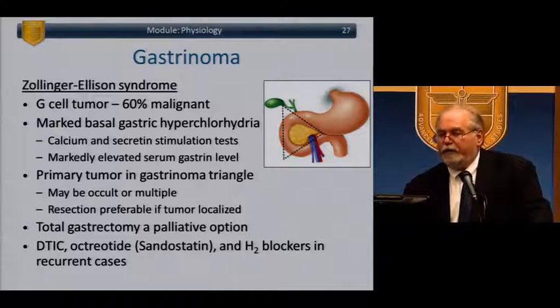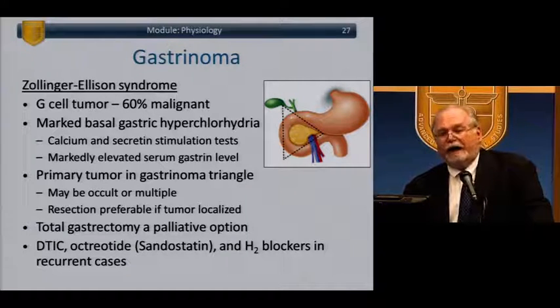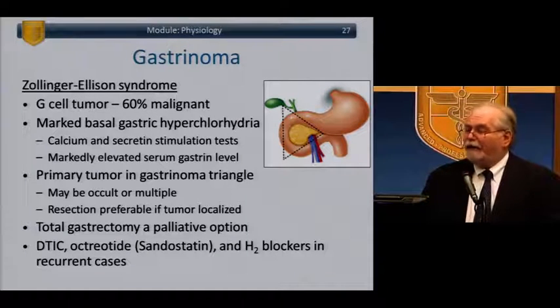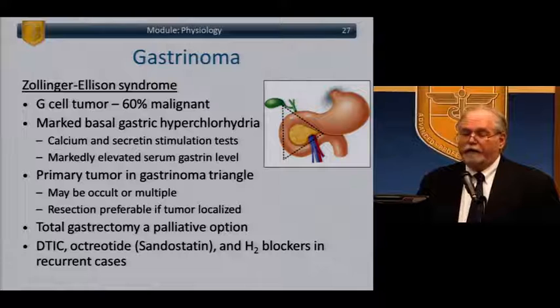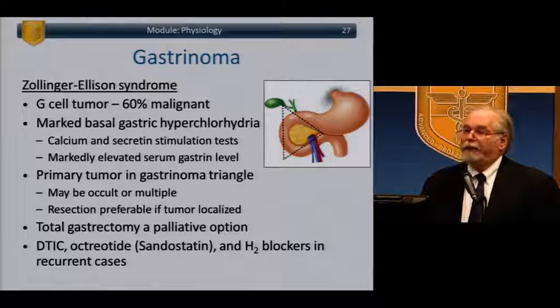The primary tumor is in the gastrinoma triangle, which is bordered by the cystic duct, the head of the pancreas, and the third portion of the duodenum. So they can be in the duodenum or in the pancreas. It used to be total gastrectomy was a palliative option. Now with the better H2 blockers and other blocking agents, as well as with somatostatin, it's unlikely to be required. The use of octreotide or Sandostatin, which is the pharmacologic equivalent of somatostatin, has been used successfully in reducing the need for gastrectomies in these patients.